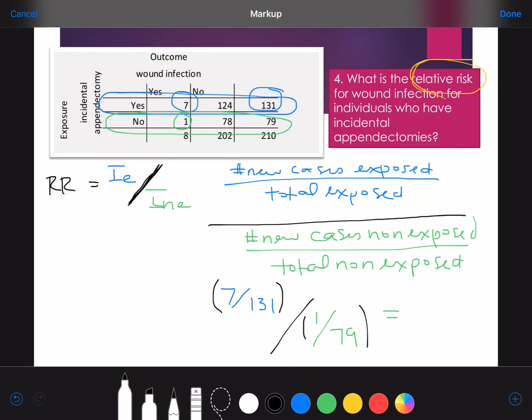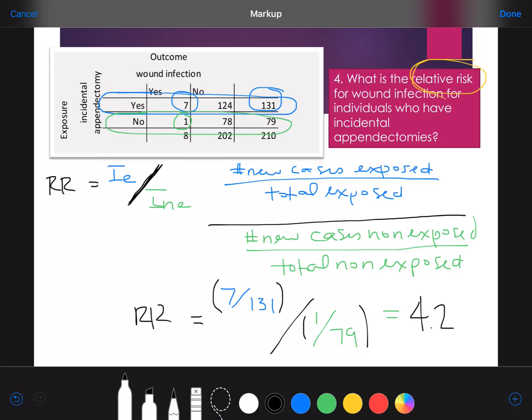So if we divide these numbers out, 7 divided by 131, divided by 1 divided by 79, our answer is 4.2213, which when we round in this class, we end up getting 4.2 as our relative risk.